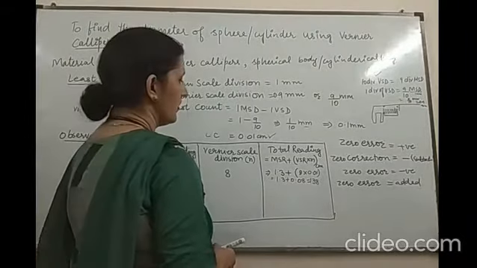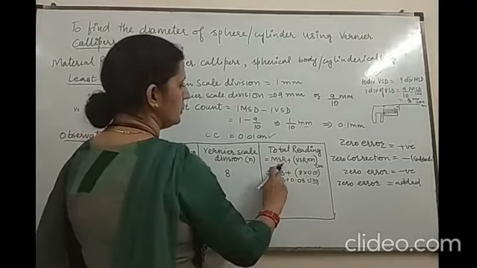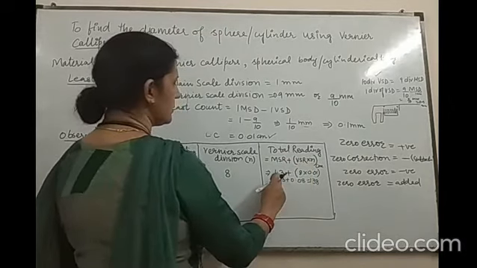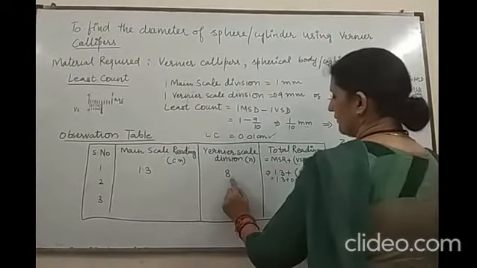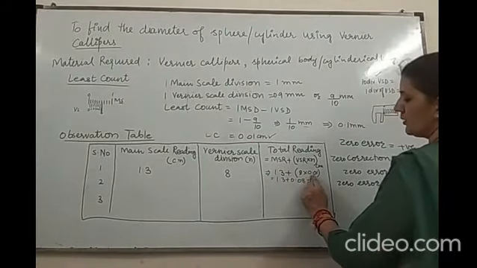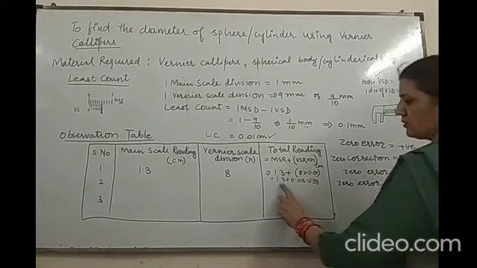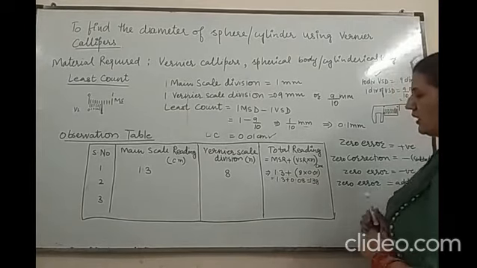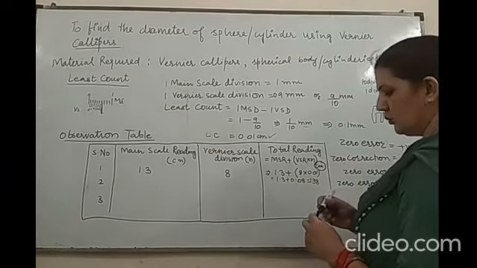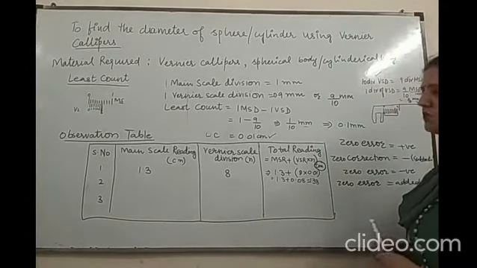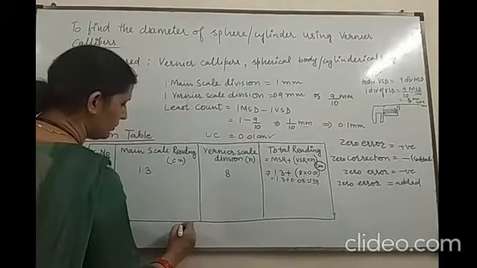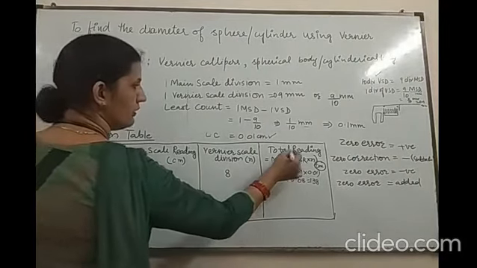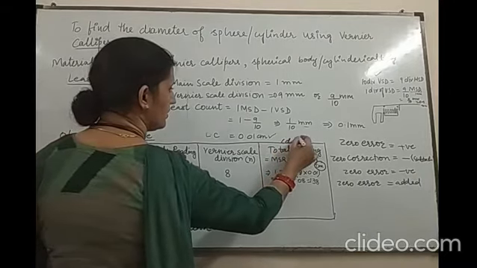The total reading will be the main scale reading plus the Vernier scale reading into least count. Main scale is 1.3, the Vernier scale is 8, and the least count in centimeters is 0.01. So this is 1.3 plus 0.08. The total value is 1.38, and the units are written here. You will repeat the experiment 3 times and then calculate the mean diameter. This total reading is the diameter.